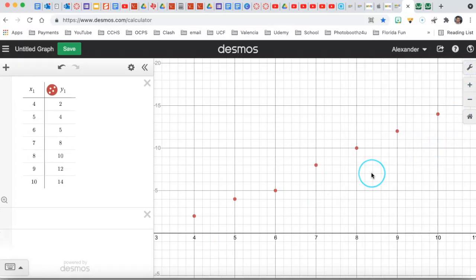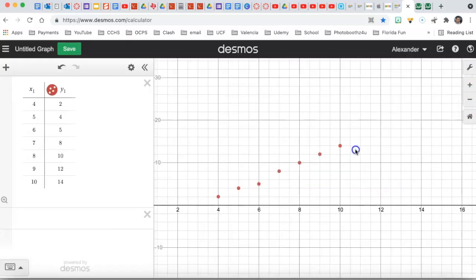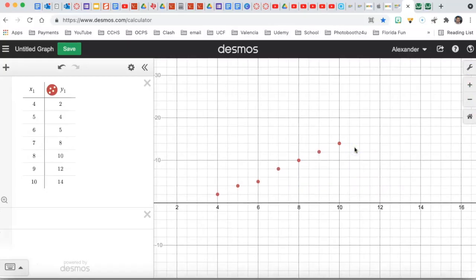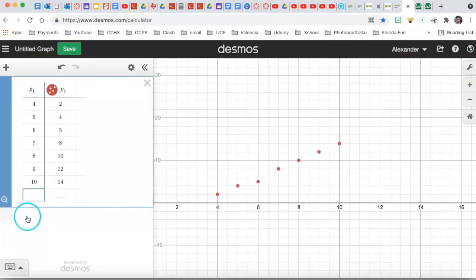I can do the same thing for the y's. All right, here we go. So I have my scatter plot right there. Now let's find the line of best fit. So if you notice, there's nothing. Underneath you see a little 2 right there, I hit it.